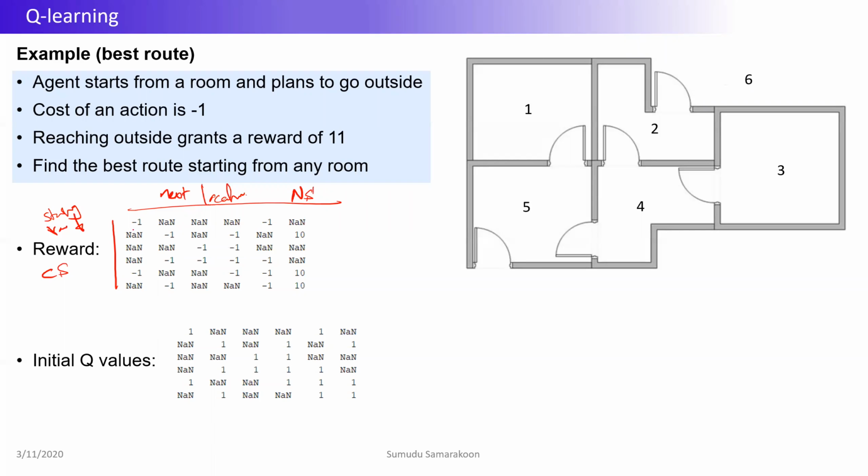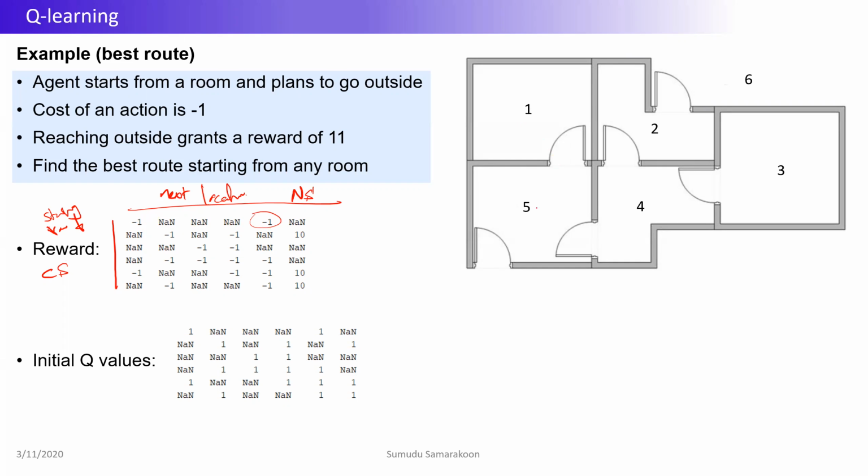Now, one example: if the current state is 1 and the next state is 1, the decision is to stay in the room, and a -1 will be rewarded. The only other option is to go to room 5, which will again grant -1. So these "not numbers" are the options that this agent cannot make.